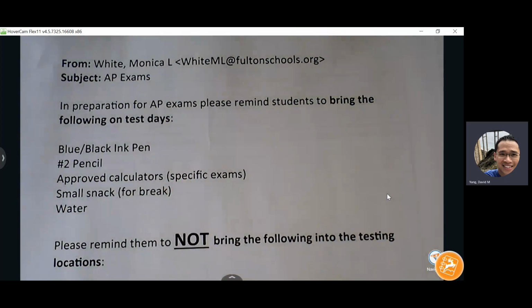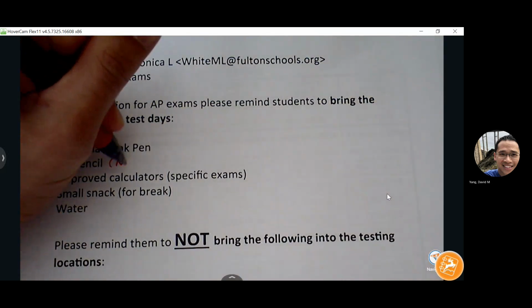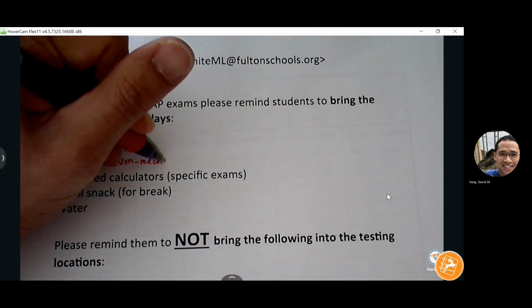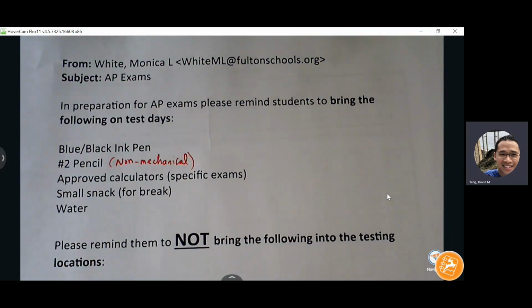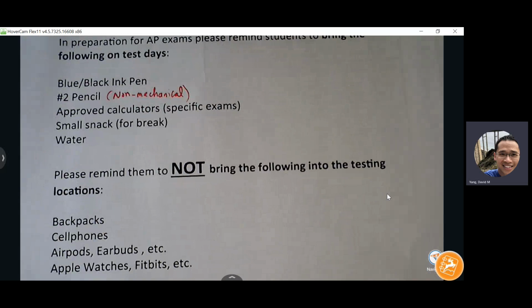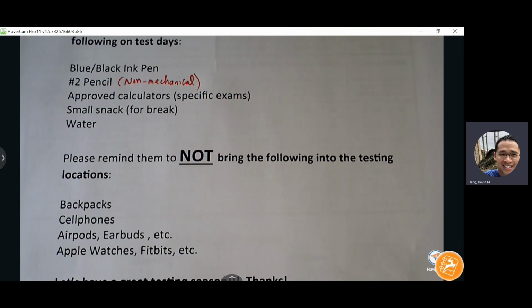In preparation for AP exams, she said to please remind students to bring the following on test days. Bring a blue or black ink pen, bring a number 2 pencil, non-mechanical, please. So I'll write that in, non-mechanical. Approved calculators for specific exams, small snacks for breaks, and then water. She says please do not bring the following into the testing locations: backpacks, cell phones, AirPods, earbuds, Apple Watches, Fitbits, etc.